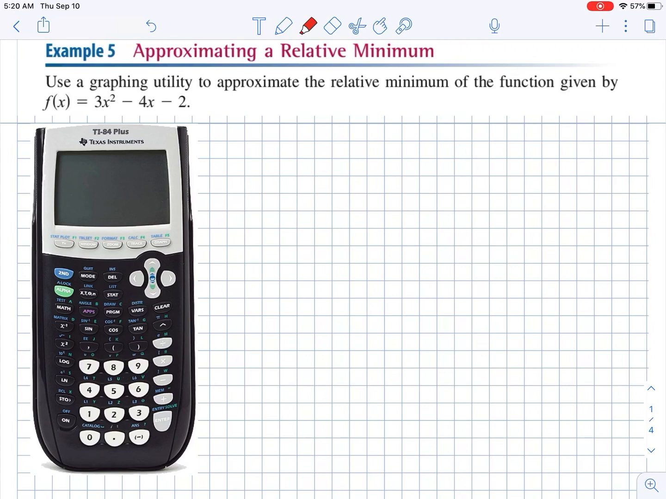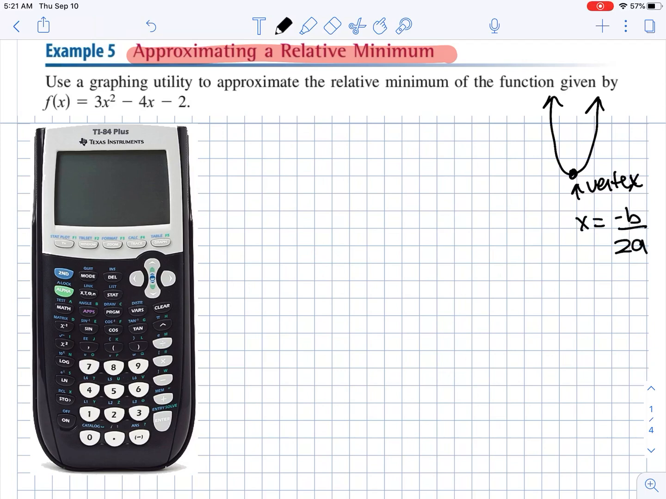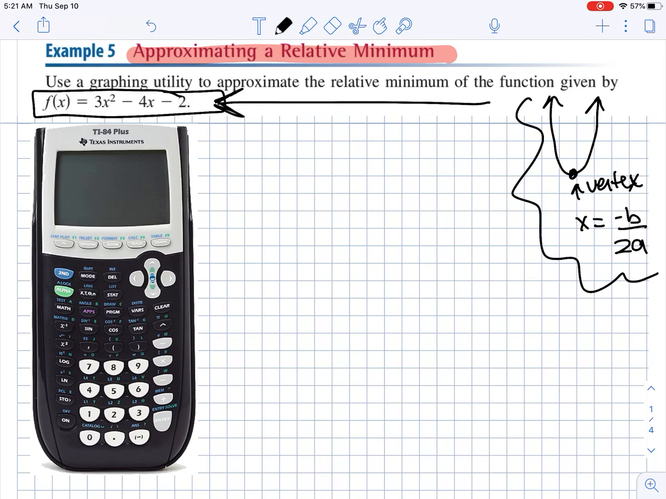Approximating a relative minimum. Okay, so remember way back when we had to graph them, finding this point here was also called the vertex, right? And if we could find the vertex, we could find the maximum or the minimum, where we said x equals negative b over 2a. So hopefully that jogs your memory a little bit. But what happens when it's bigger than a quadratic function, or in this case, this is a quadratic function.